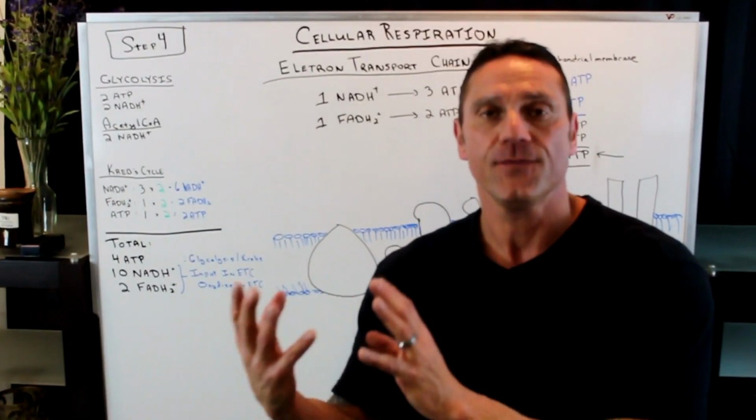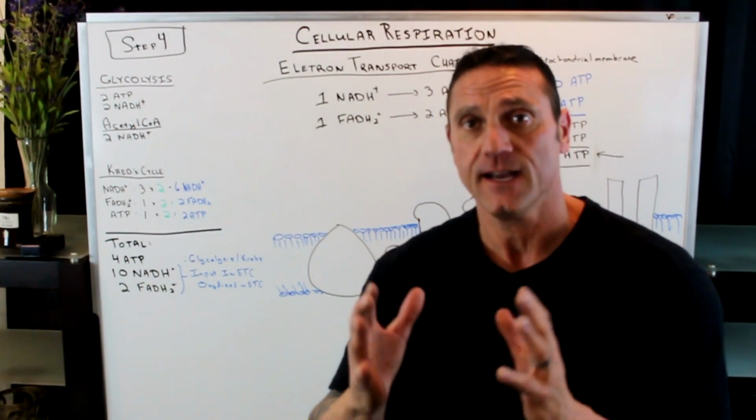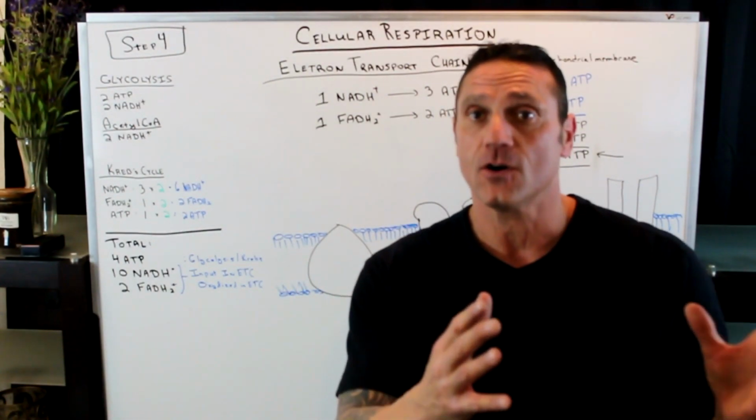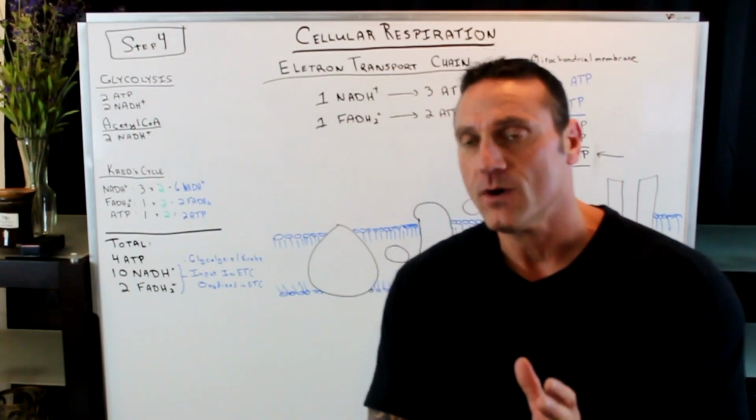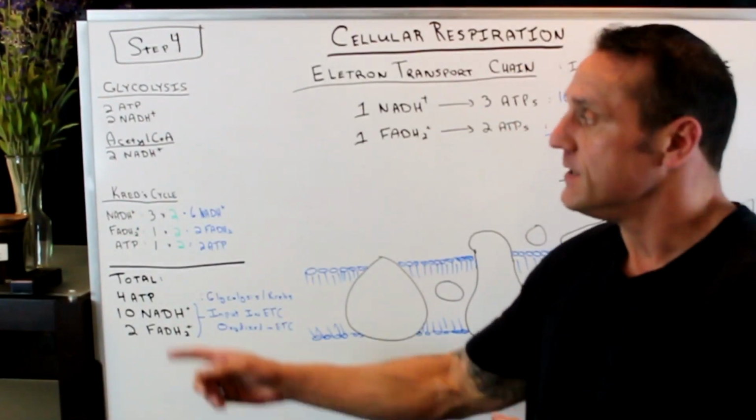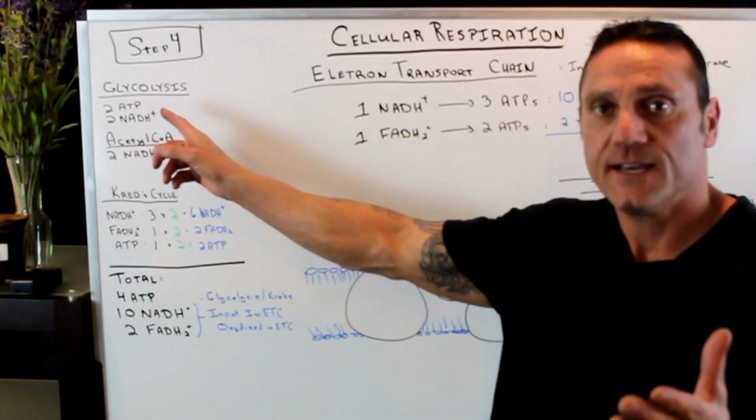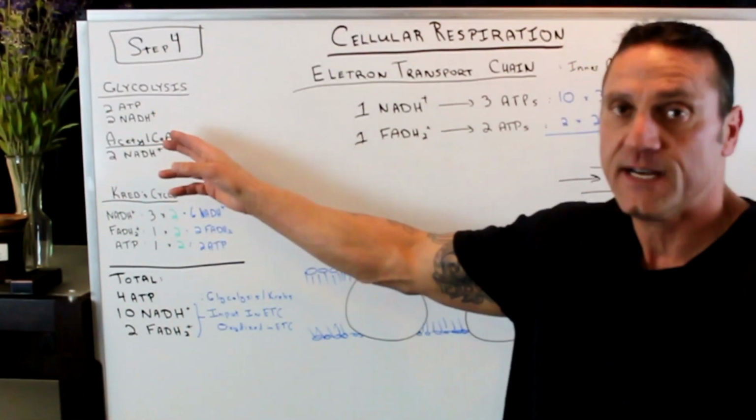Okay, so step 4. Step 4 is the electron transport chain. Now I'm going to keep it simple, so I'm not going to go over all these steps. But let's rewind. So we have step 1, glycolysis. What is the end result? You have 2 ATPs and you have 2 NADHs.